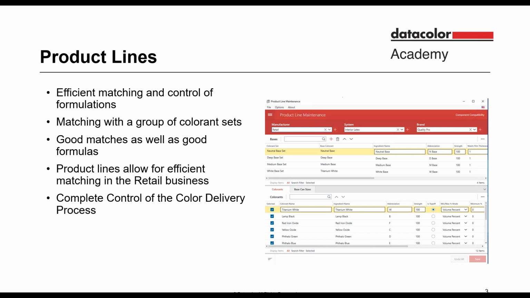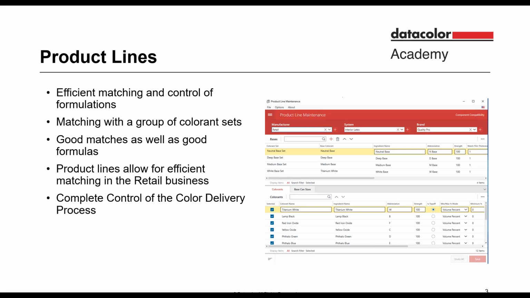The nice thing about a product line is that it gives you many different configurations to give you complete control of your matching capabilities. Not only would you get good colorimetric matches with a product line, but you can also set up the product line to make sure to get good formulas. For example, there may be certain pigment combinations that you don't want to see in a match, or you may want to prioritize certain bases in a product line to be able to match colors more often than other bases.